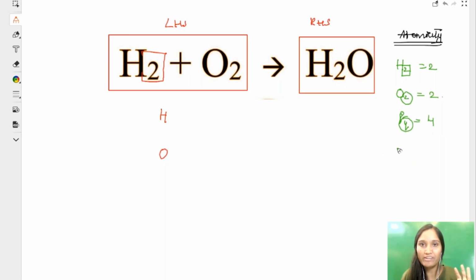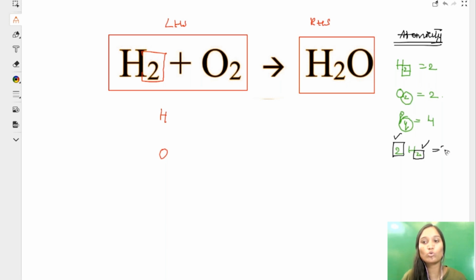Now, one important thing that you should keep in mind: what if you have some number before the chemical formula or before the molecular formula? You call this number the coefficient or number of moles. We learnt it in mole concept in class 9. Yeah, this is called the number of moles. And whenever you have some number, make sure you multiply atomicity with the number of moles.